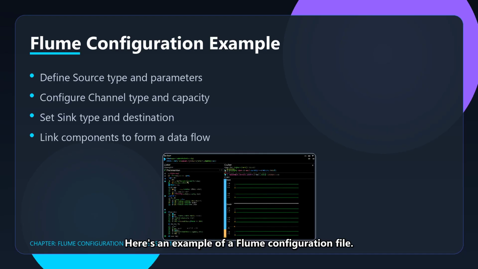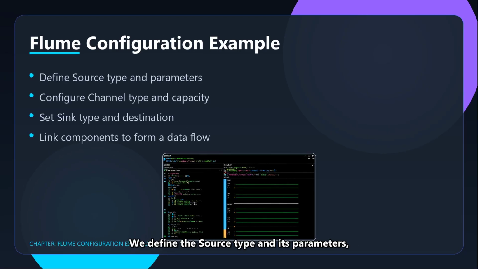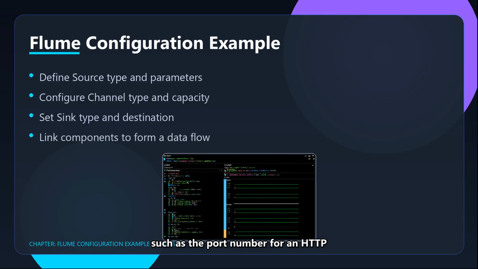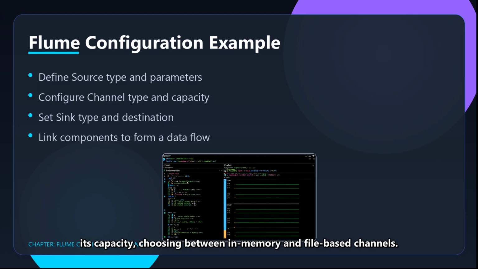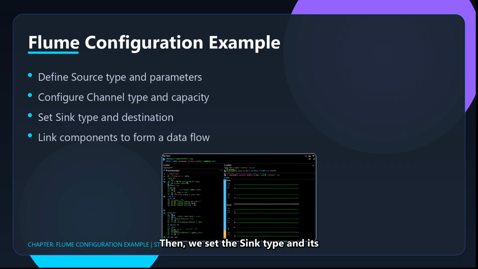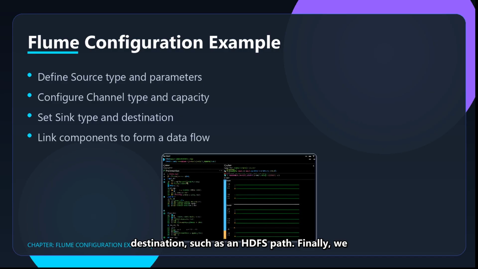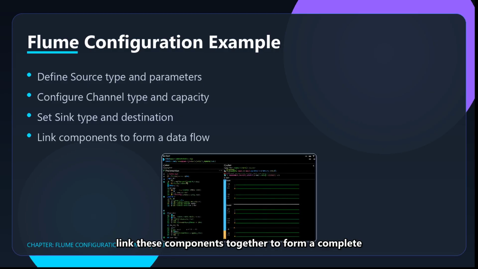Here's an example of a Flume configuration file. We define the source type and its parameters, such as the port number for an HTTP source. Next, we configure the channel type and its capacity, choosing between in-memory and file-based channels. Then, we set the sink type and its destination, such as an HDFS path. Finally, we link these components together to form a complete data flow.